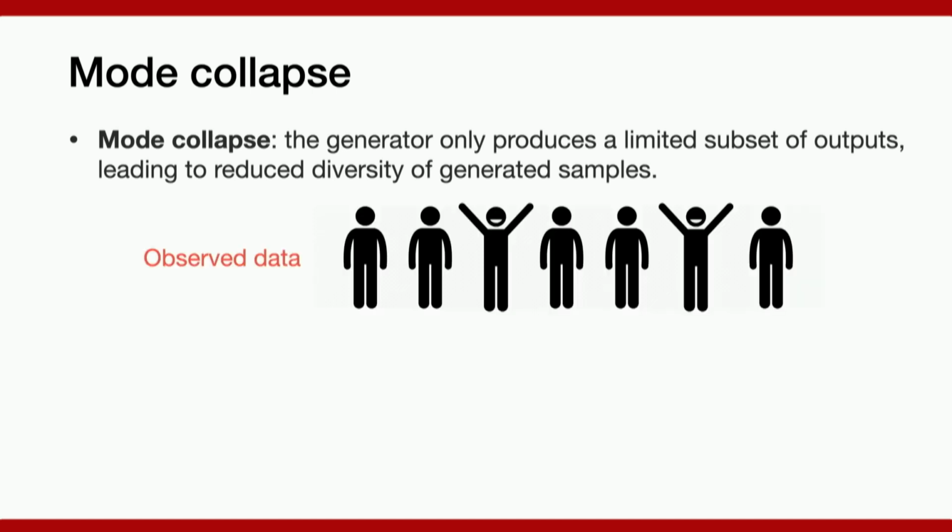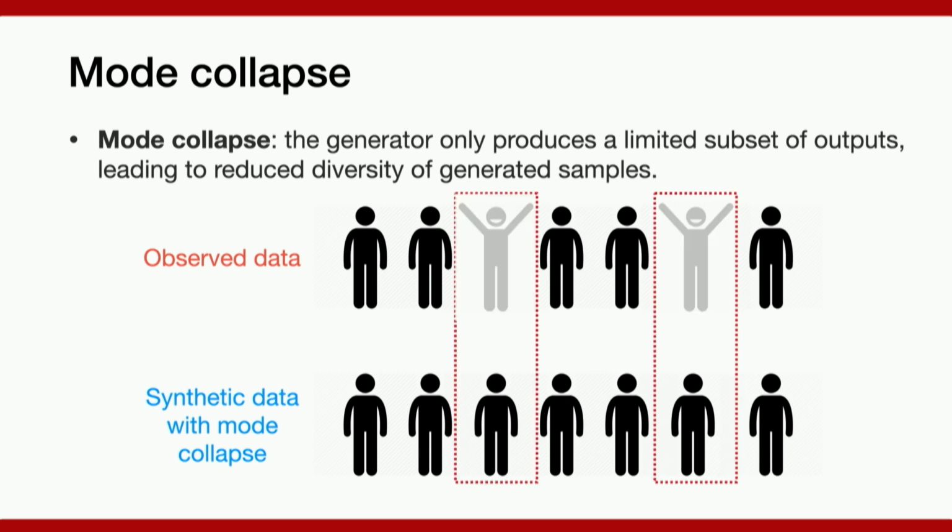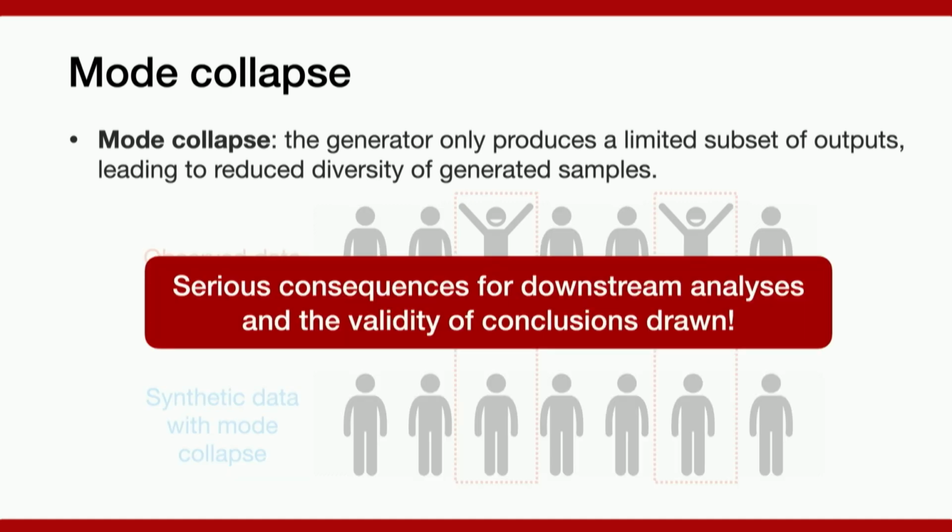And we have a cartoon example demonstrating the unwanted effects of mode collapse. So here's my observed data. It has two groups of people. We have a majority group with the arms down people, and we have a minority group with the arms up people. Now, synthetic data with mode collapse might give me only samples from the majority group, meaning the arms down people. And what this means is that I have completely lost access to the minority group if I had performed analysis using only the synthetic data with mode collapse. So this can lead to serious consequences as expected for downstream analyses and might even undermine the validity of the conclusions drawn from the synthetic data.